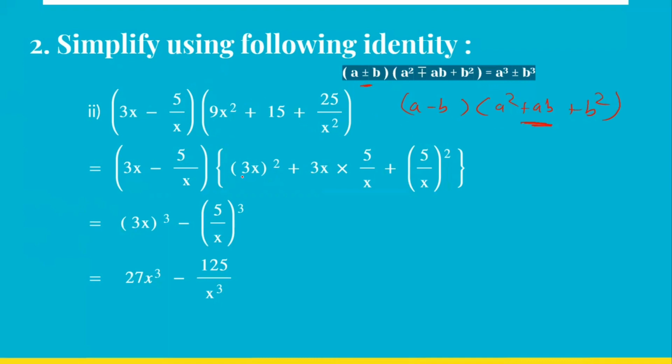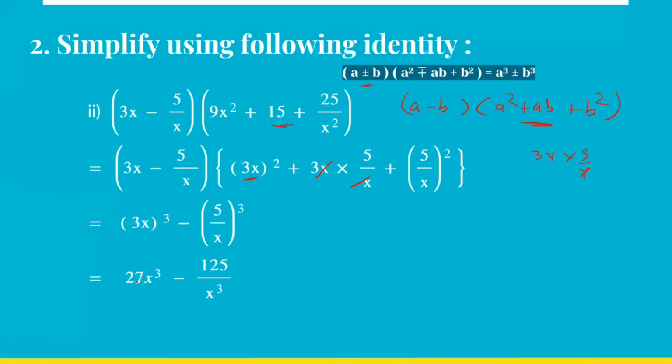So 9x square is the square of 3x, correct? Now when we are writing in between, a is 3x multiplied by b, 5 upon x. When we simplify this, x and x get cancelled, and 3 into 5 we get 15, correct? And 25 upon x square is the square of 5 by x, so 5 by x the whole square. So we get this in the form of a minus b multiplied by a square plus ab plus b square, which is the expansion of a cube minus b cube. That is 3x the whole cube minus 5 by x the whole cube.